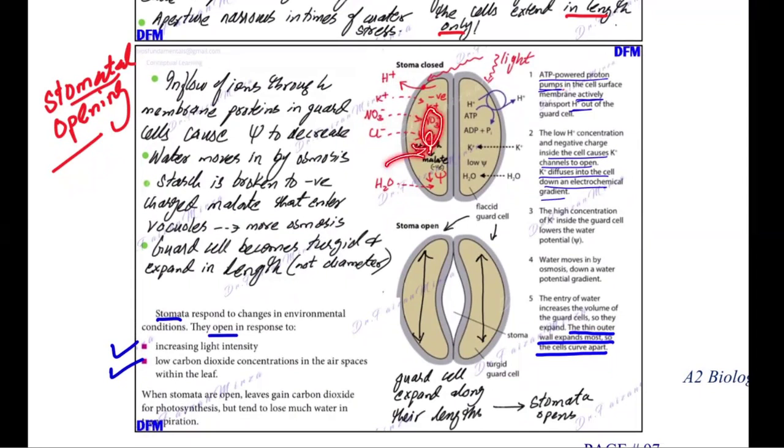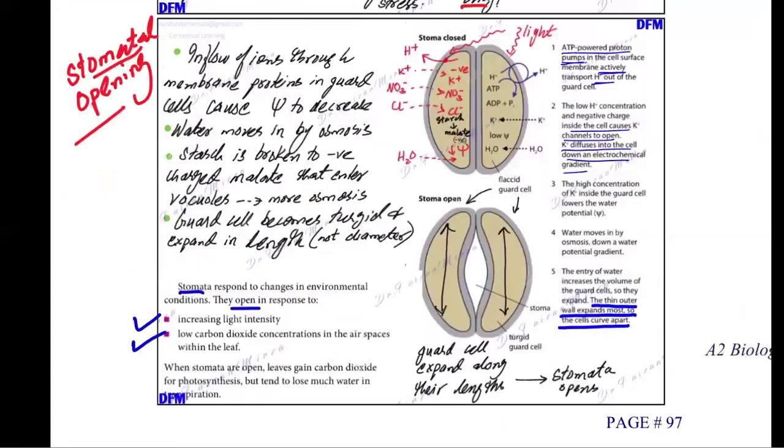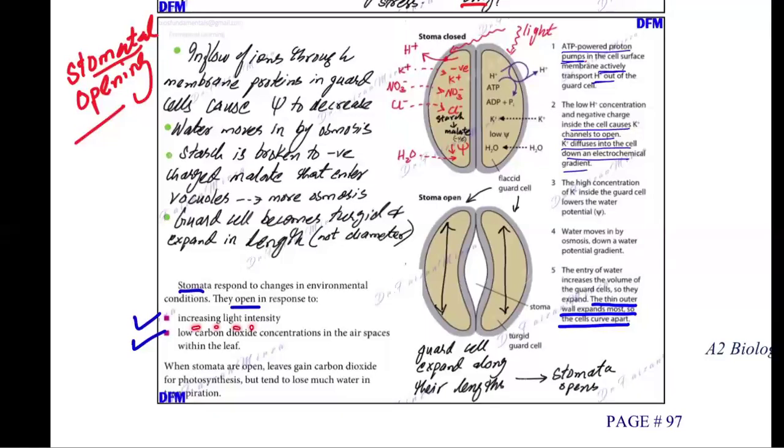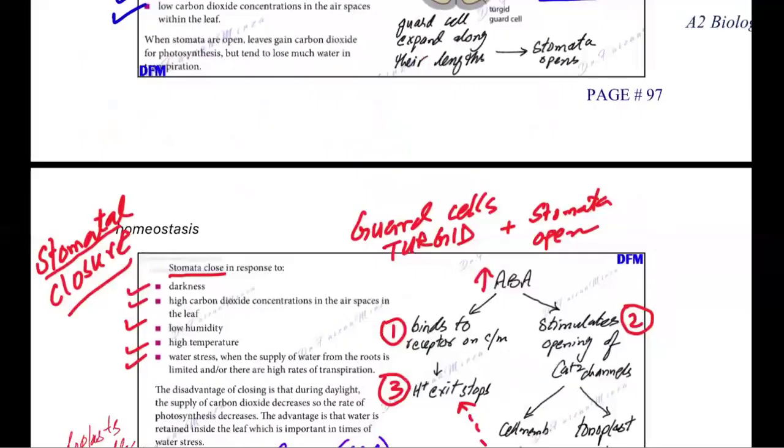When water moves in, the cell becomes swollen, it becomes turgid. When the cell becomes turgid, the stomata opens. Now, stomatal opening occurs when there's an increased light intensity around the plant, or there's a low carbon dioxide concentration in the air spaces within the leaf. What about the stomatal closure?